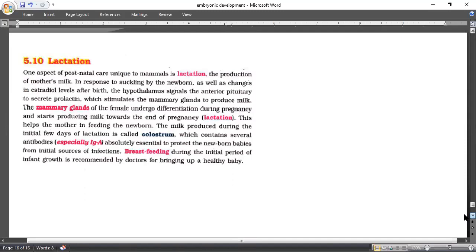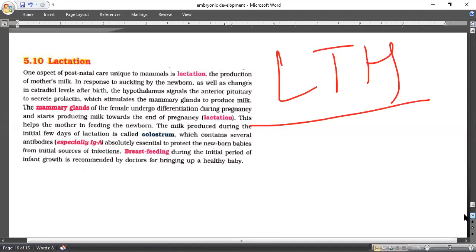Lactation means giving milk to the baby, the production of mother's milk. In response to suckling by the newborn as well as changes in estradiol levels after the birth, the hypothalamus signals the anterior pituitary to secrete luteotropic hormone or prolactin, which stimulates the mammary glands to produce milk. The mammary glands of the female undergo differentiation during pregnancy and start producing milk towards the end of pregnancy. That you call lactation.